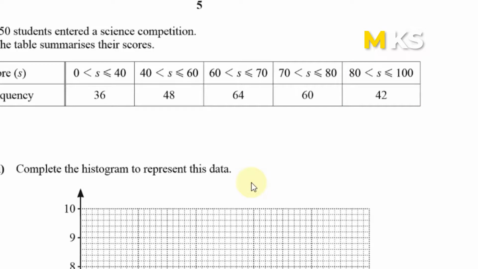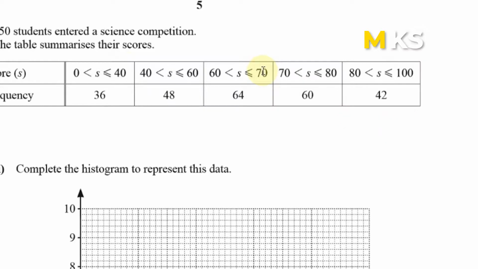The classes have different class widths. The gaps between the classes 0 to 40, 40 to 60, 60 to 70, 70 to 80, 80 to 100 are different. In the first case, 0 to 40, the gap is 40. In the next class, 40 to 60, the gap is 20. In the third class, 60 to 70, the gap is 10. In the fourth the gap is 10. And in the last the gap is 20.